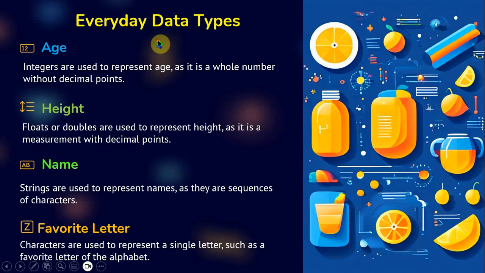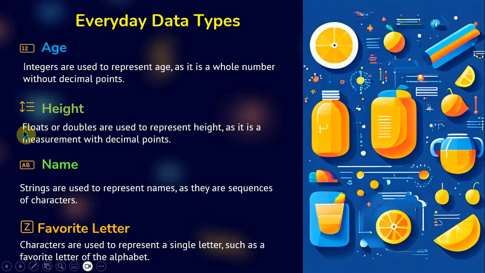Okay, so our everyday data types. What are some of the ways we deal with the data types in our everyday lives? So age. Typical example is our age. Integers are used to represent age as it is a whole number without what? Decimal points. I don't think when we ask your age, anyone will say I'm 23.4 years old. No. Age is a whole number that we use. We are 24 years, 14 years, 18 years and above.